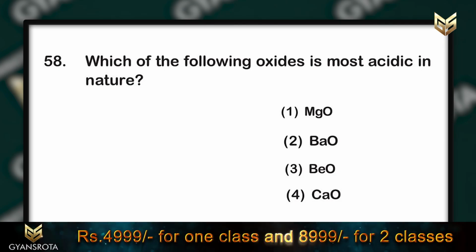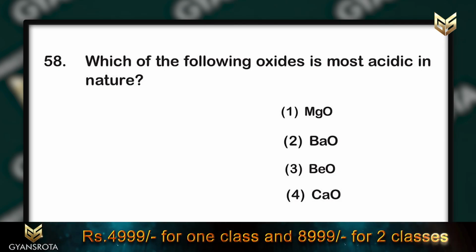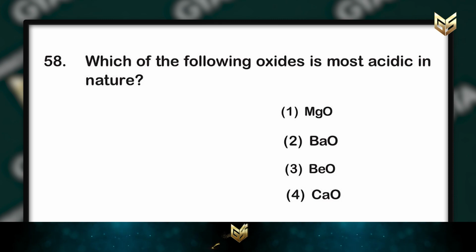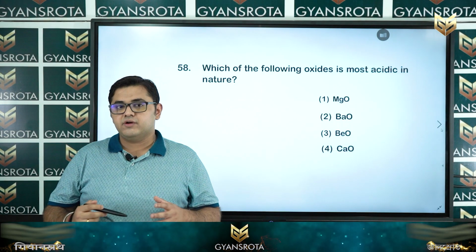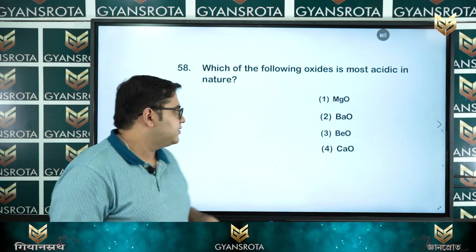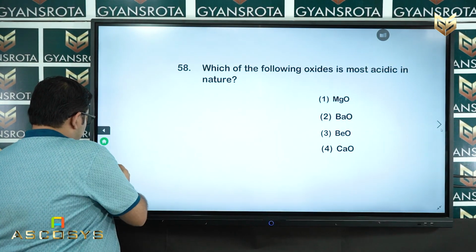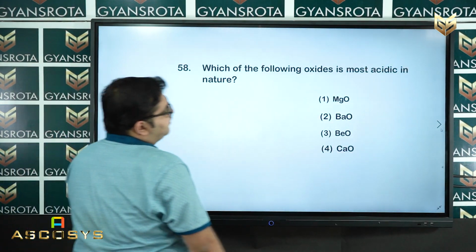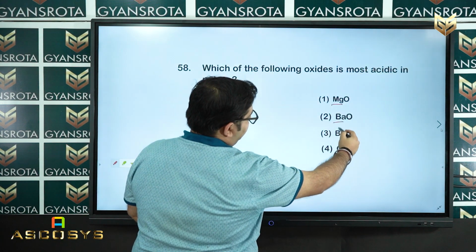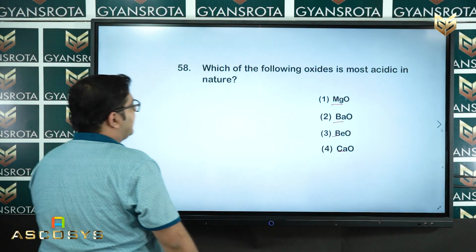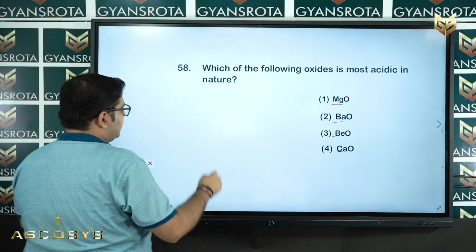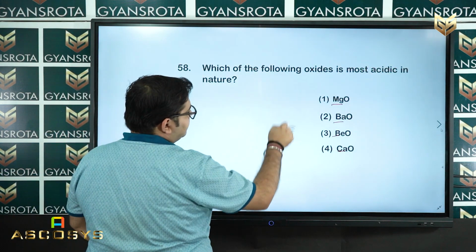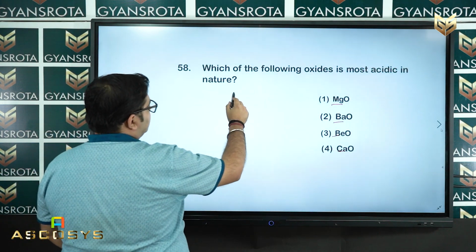Question number 58 is on the screen. Which of the following oxides is most acidic in nature? Now we are moving to the solution part. This is nothing but your alkaline earth metals. What mnemonic are we using to remember these alkaline earth metals?